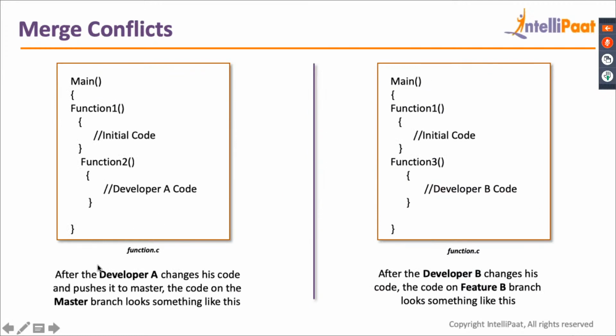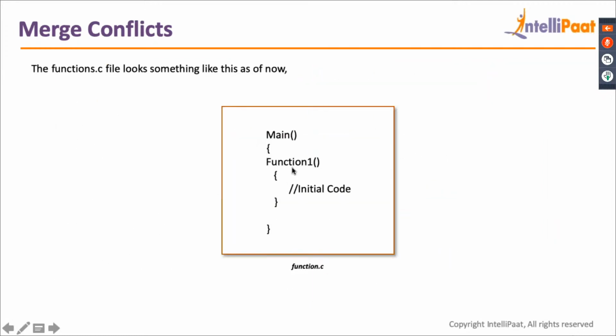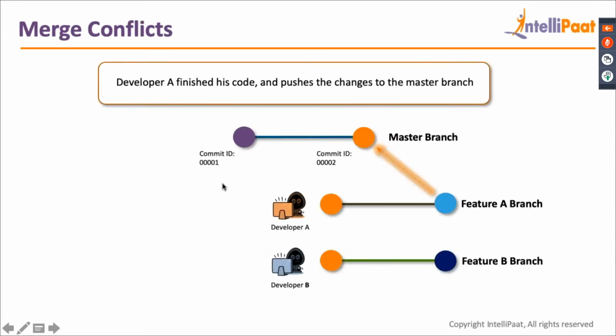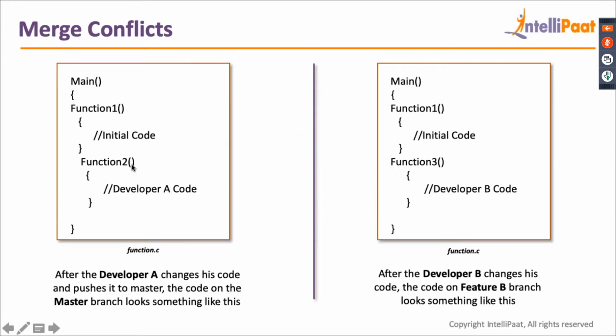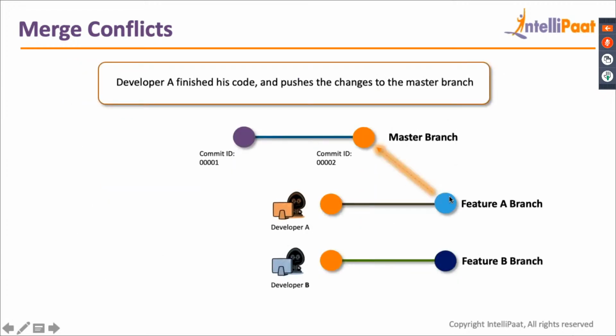What does that mean? Let's say developer A added a function 2, right? This is how my code looked. Only function 1 was there in my code. Now developer A added a function 2, and he said this is my code. After he changes the code, he wants to merge it with the master. So he adds function 2, commits it on the feature A branch, and then pushes this code to the master branch.